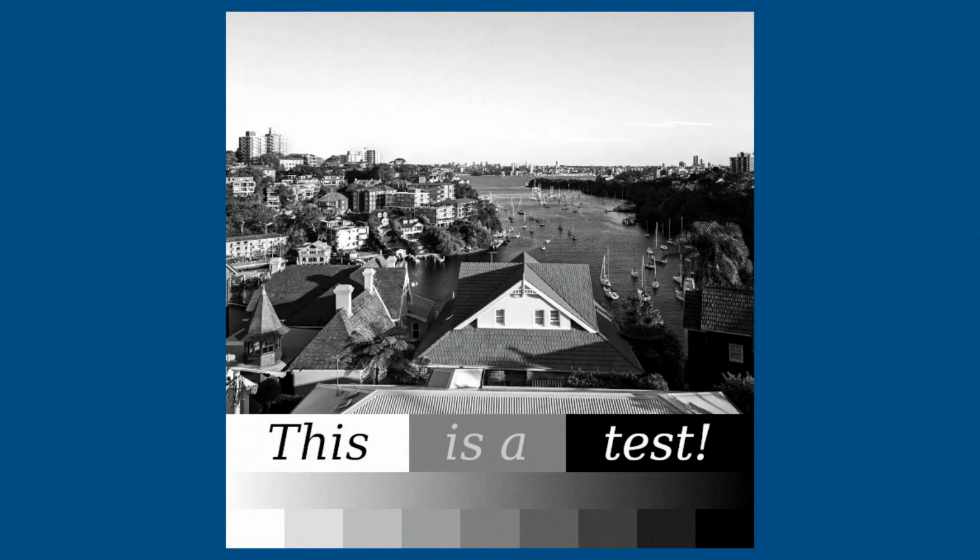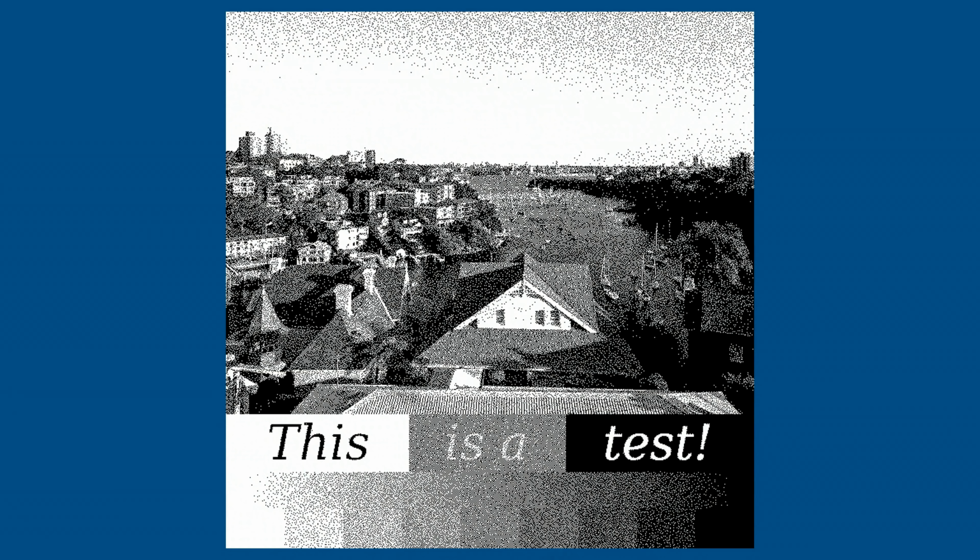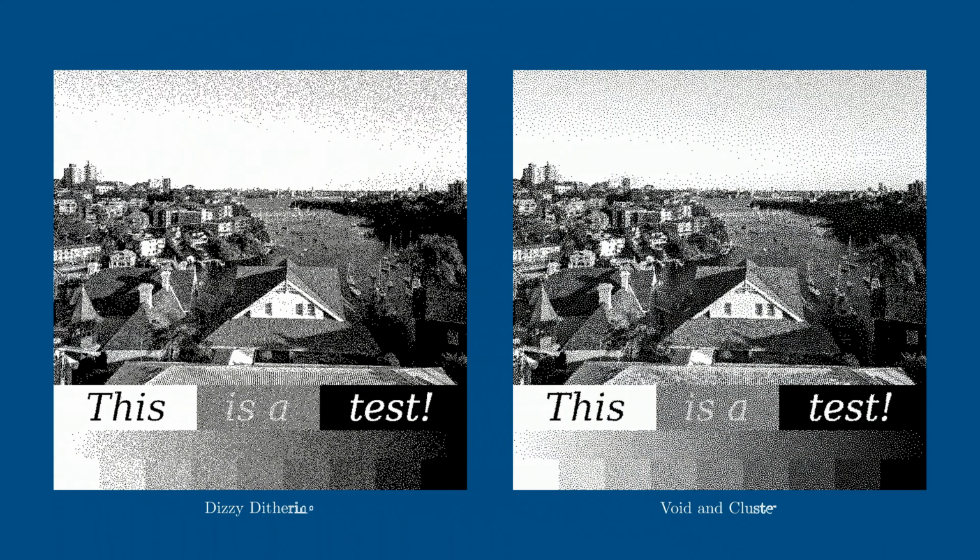So what do the results look like? I think the results are pretty great. There's no artificial structure visible in the image, the dot patterns look organic, and it does a good job of preserving details. Comparing it to void and cluster, I think Dizzy Dithering looks equally as organic, and does a bit better job at preserving the details. It's really easy to implement too. You can do it in about 50 lines of code. There's a link to a Python implementation in the description.